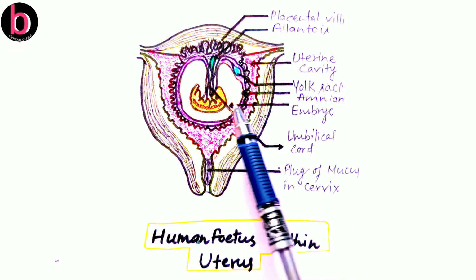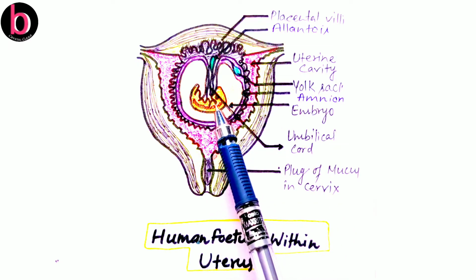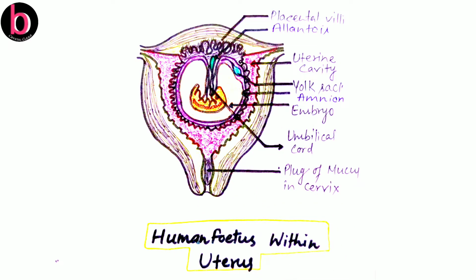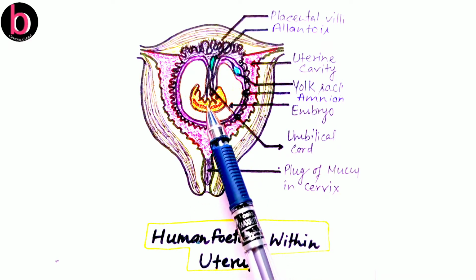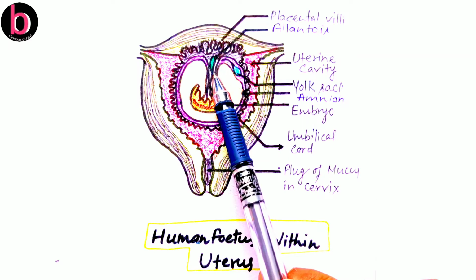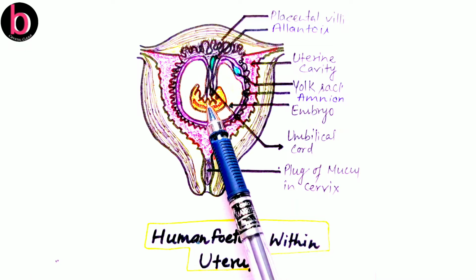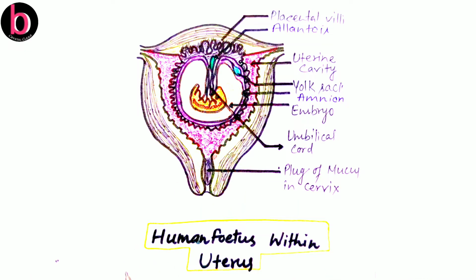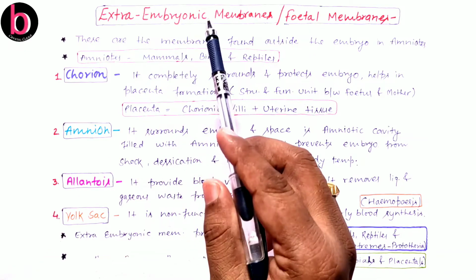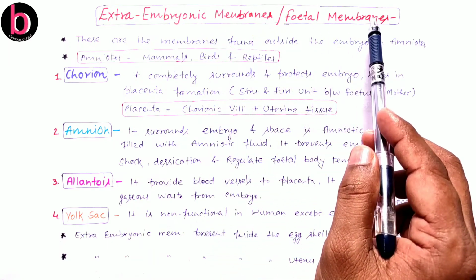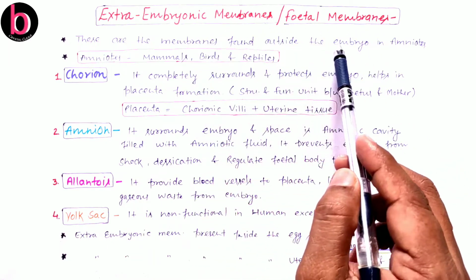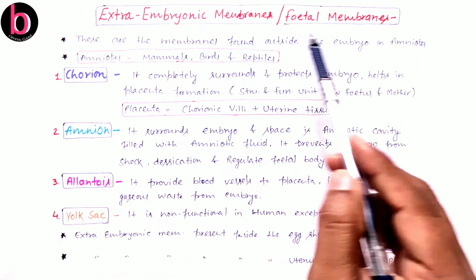Next here is the embryo, at this region. We already discussed that from the inner cell mass of the blastocyst there will be development of the embryo, and in the later phases of embryonic development there will be development of the umbilical cord. So this here is the umbilical cord, which provides connectivity between the growing embryo or fetus and the placenta. So as we discussed, extraembryonic membranes or fetal membranes are membranes that are found around the embryo in amniotes.